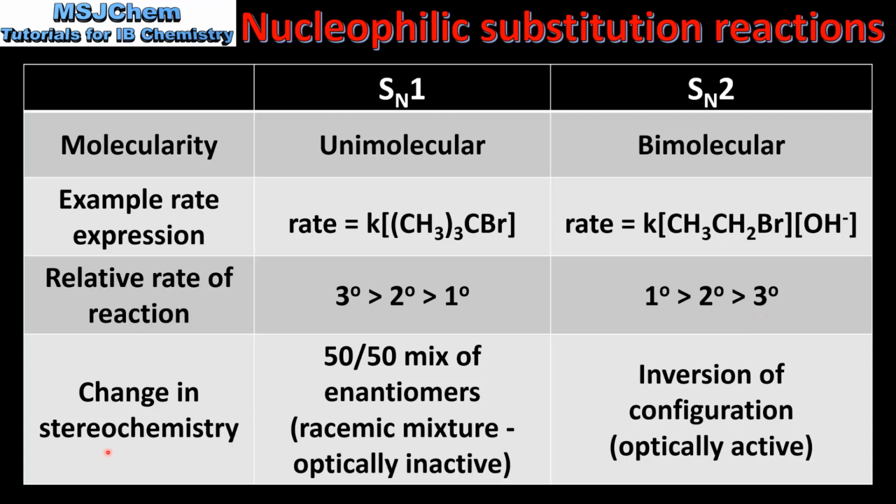And finally, we have the change in stereochemistry. For SN1, the products are a 50-50 mix of enantiomers. This produces a racemic mixture which is optically inactive. The SN2 reaction is stereospecific. There is an inversion of configuration, which means the product is optically active.